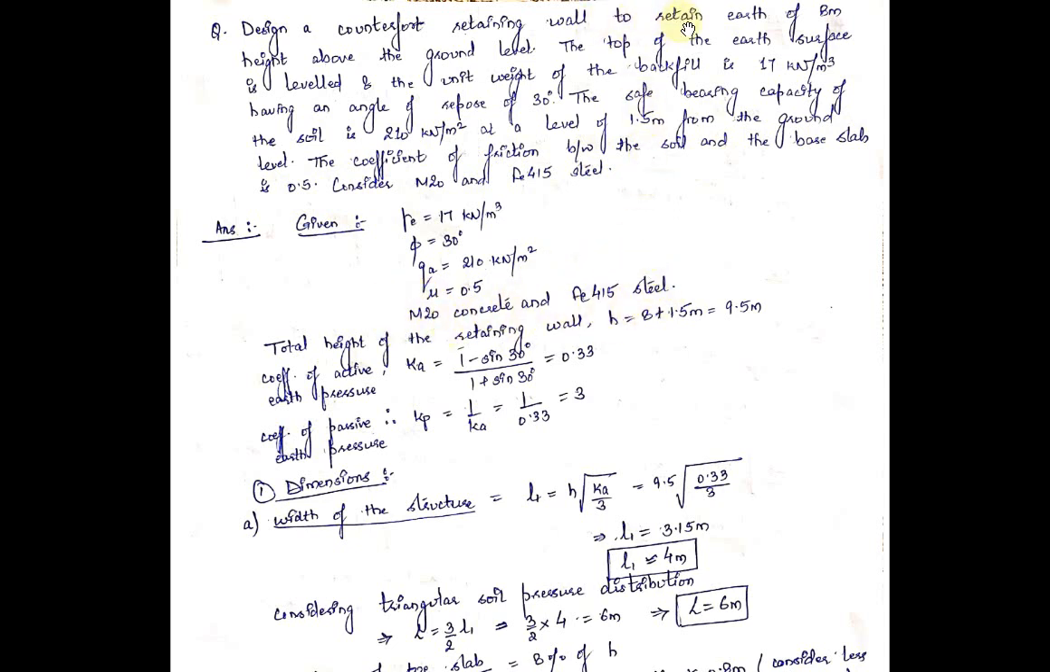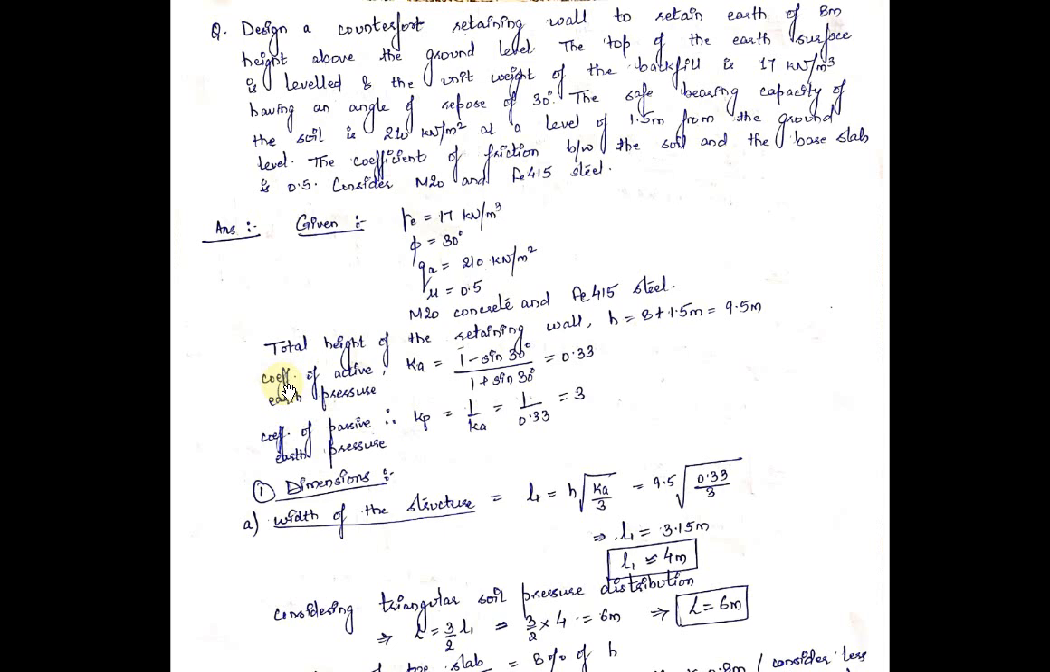See, in the question it is given that the height of the retaining wall above the ground level is 8 meters and the height of the retaining wall below the ground level is 1.5 meters. So the total height of the retaining wall will be 8 plus 1.5, that is 9.5 meters.